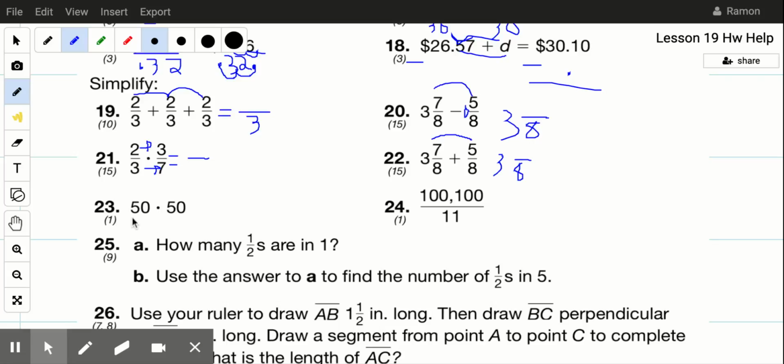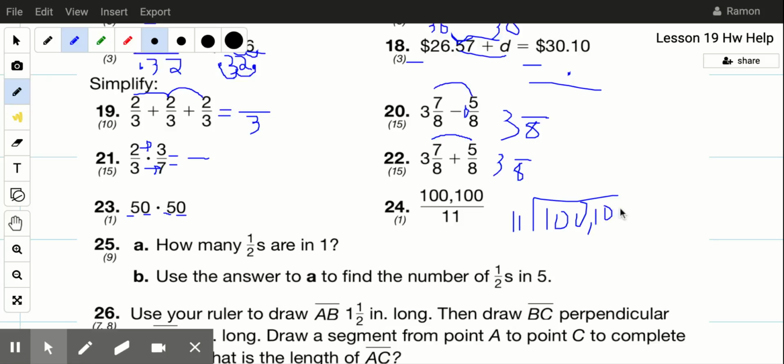23, 50 times 50, we can use our Jedi mind trick to just multiply the first numbers and then add the number of zeros at the end of that product. 24, 100,100 divided by 11. It's just a simple matter of long division. Make sure you divide carefully for number 24.